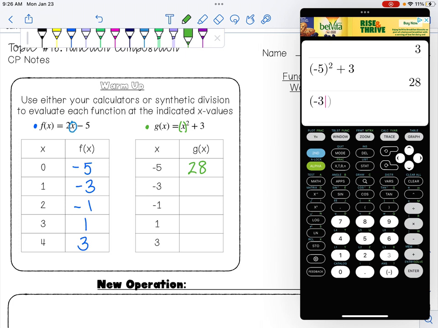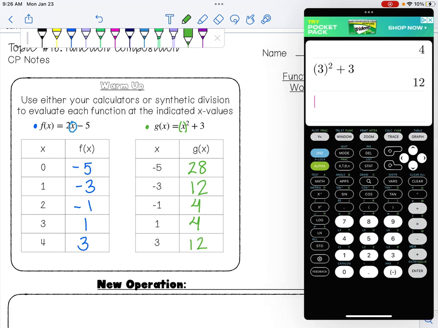Right, and then I'm just going to keep going down the line and doing my next value. So I'm going to plug in negative 3. I'm going to square it, and then I'm going to add 3. So I get 12. Now I'm going to square negative 1. Add 3. We get 4. Now we've got positive numbers to square. So I get 4 again. 3 squared plus 3 gives me 12 again.